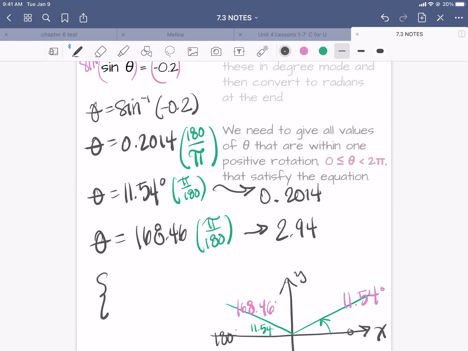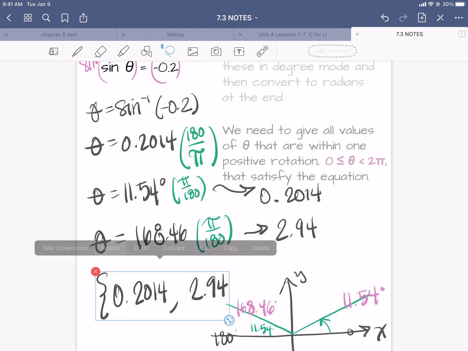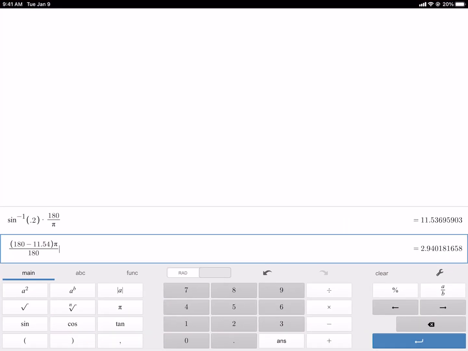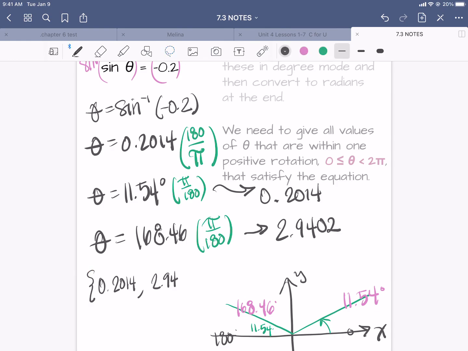So final answer in set notation. And I forget, sorry, how many decimal places. I know they changed it when they changed the edition of this book. I think 4 decimal places is always the safest. But my 2.94, why did I do that? I guess I could do 02 if I'm saying it's safe. When in doubt, go 4 decimal places. Better to be over with it than under.